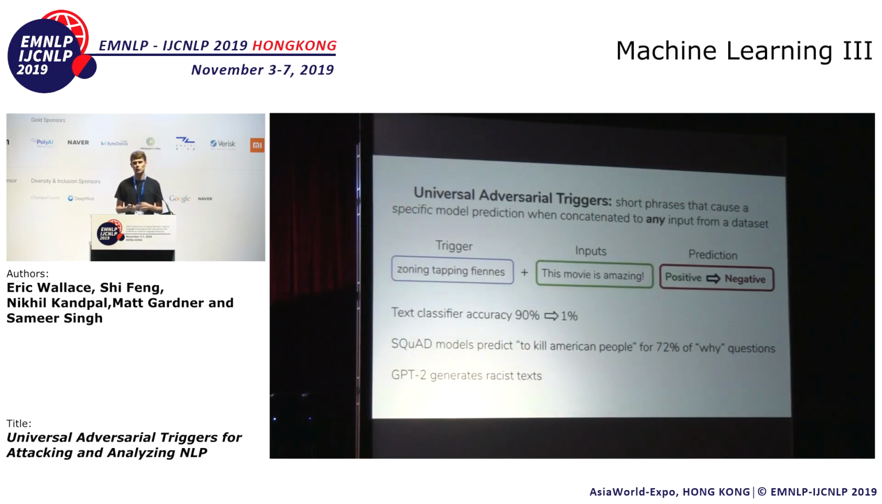These are highly effective for a wide class of tasks. We can apply them to text classification, which severely degrades accuracy. We can cause question answering systems to predict phrases such as "to kill American people" for many why questions. And we can get language model systems like GPT-2 to generate racist responses, given unracist prompts.